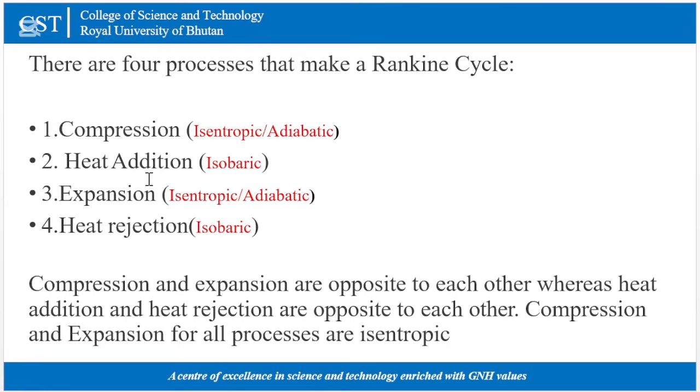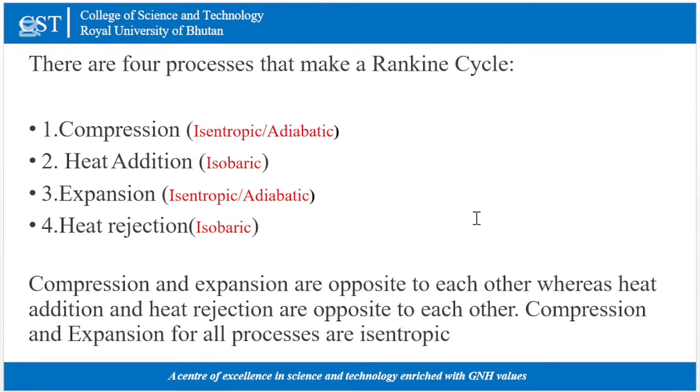Then comes the heat addition. Heat addition happens at constant pressure. Iso means constant, baric means pressure. So at constant pressure, heat addition happens. Then we have the expansion. Expansion, like the compression, happens at constant entropy. To make the system at constant entropy, it has to be adiabatic in nature. Then finally we have the heat rejection. Like heat addition, the heat rejection also has to be isobaric in nature.